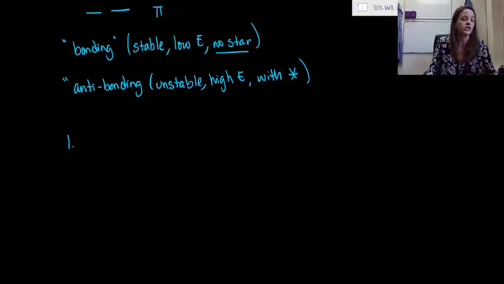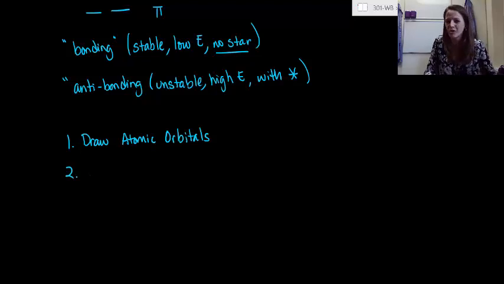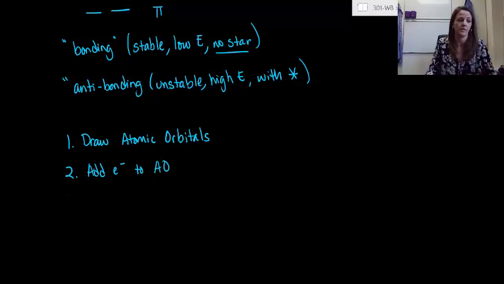So the first thing I do is draw my atomic orbitals. You have to draw your atomic orbitals. If you don't do that, you're not going to do this properly. That means you're just memorizing something, and if you memorize something, you probably don't actually understand it. Then you need to add your electrons. So draw your orbitals, then add your electrons to the atomic orbitals, AO, that's atomic orbitals.